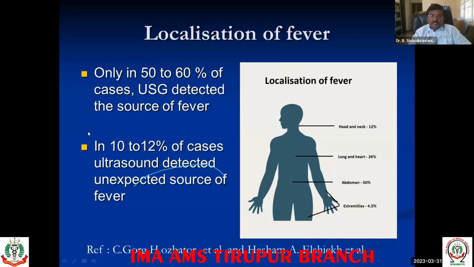Among this 50 to 60%, the majority is in the abdomen. 50% is in the abdomen, and next comes the chest, lung, and heart, 26%. Then the head and neck region, 12%, and extremities is 4.5%.